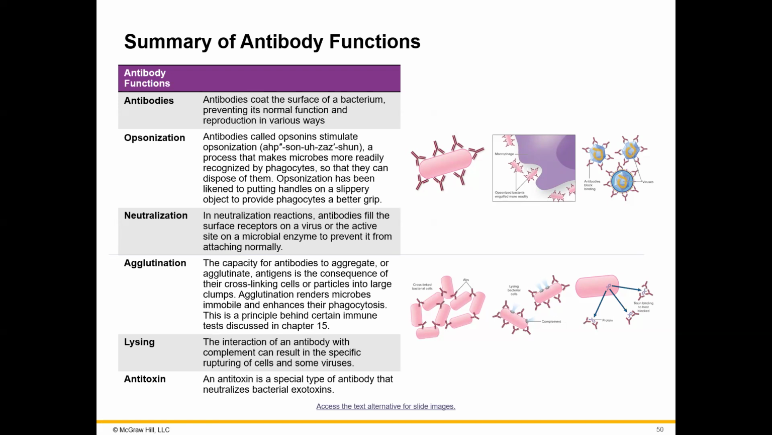So opsonization has also been likened to putting handles on a slippery object so the phagocytes can get a better grip. In neutralization over here, antibodies fill the surface receptors on a virus or the active site on a microbial enzyme to prevent it from attaching normally.